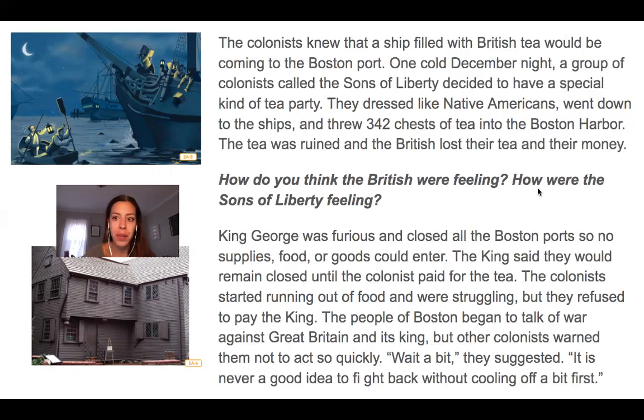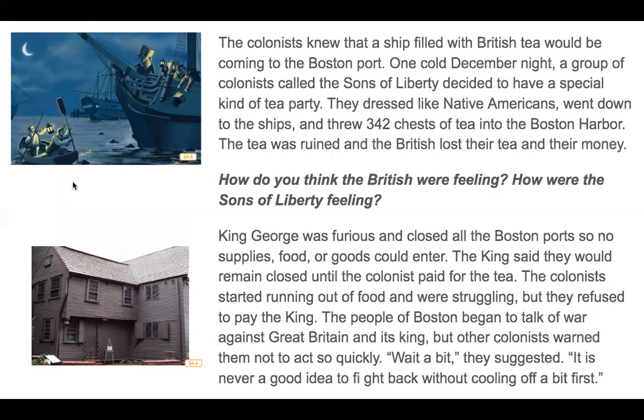It's ruined. The Sons of Liberty were probably feeling pretty excited that they were able to sneak onto the ships and throw the tea in the water. It's not really a nice thing to do, but they were really mad about the taxes, and that's why they decided to do that.